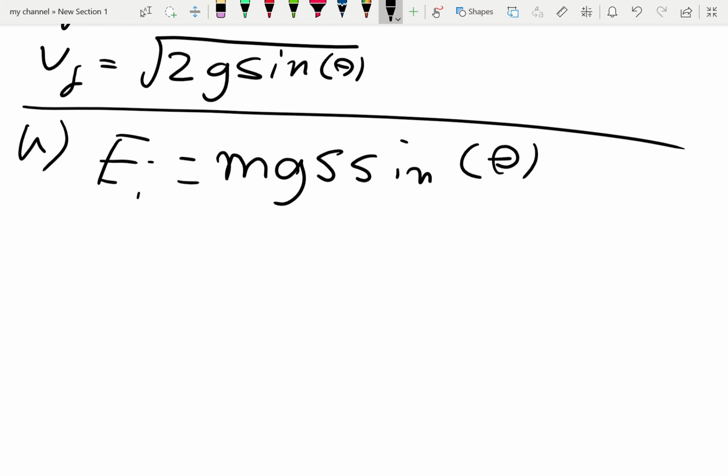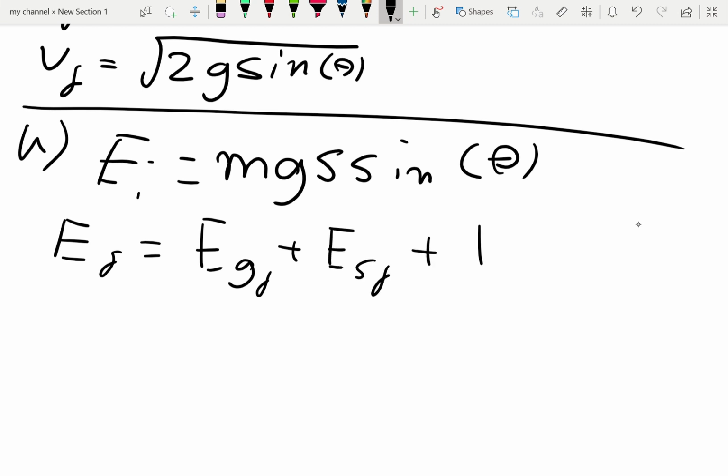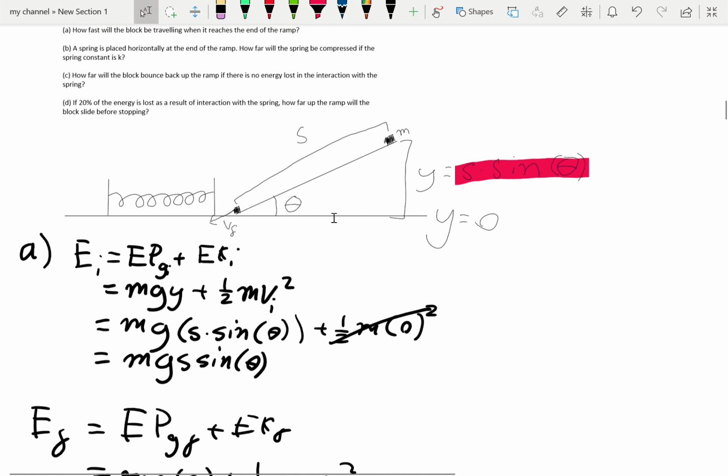And also going back to part B, we introduce another term to the final energy of the mass. We have EF is equal to EGF plus ESF plus EKF. So where EGF is potential energy of gravity, ESF is potential energy of the spring, and EKF is kinetic energy of the mass, when the mass is at the bottom of the ramp and it has compressed the spring all the way at the very end of the compression.